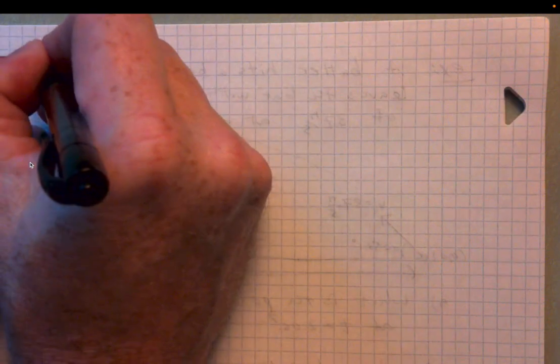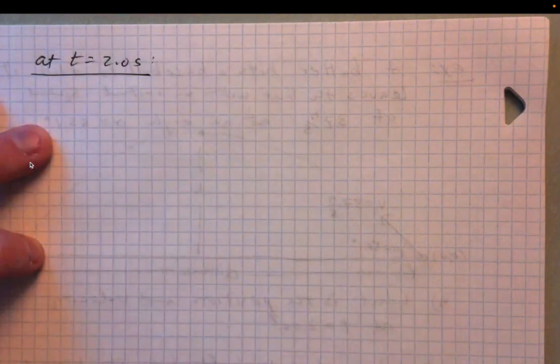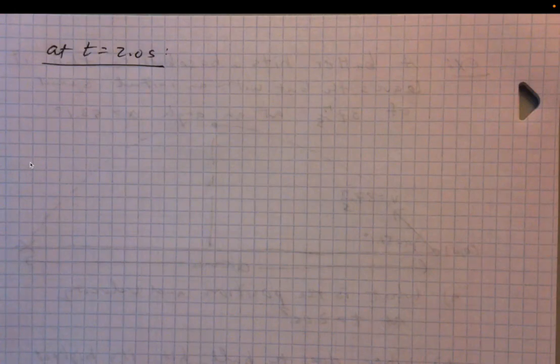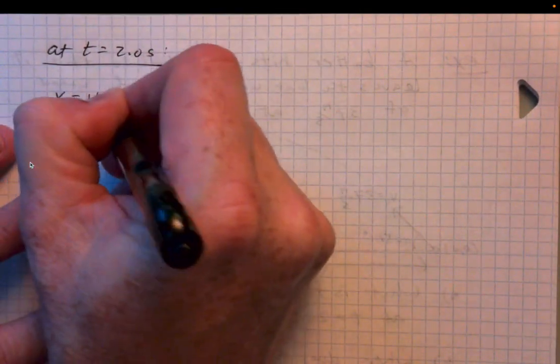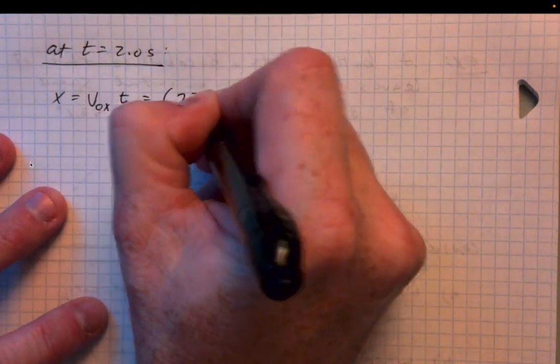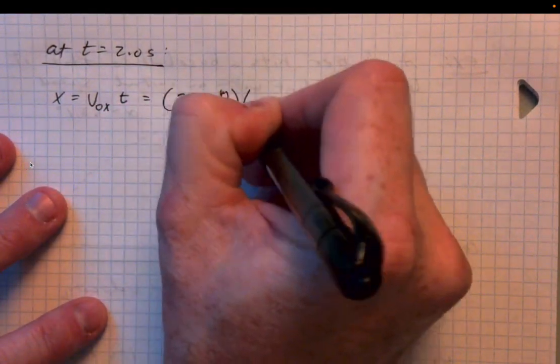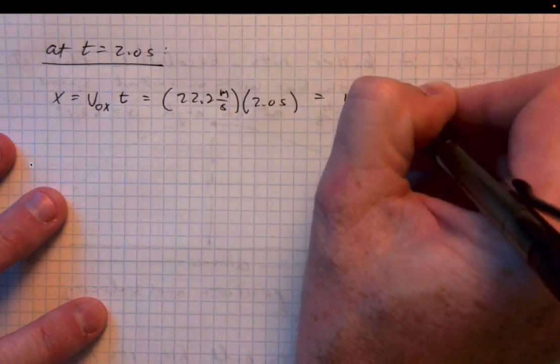Let's talk about part A. So part A is we want to know the position and velocity at t equals 2 seconds. Okay, t equals 2.0 seconds. So let's start with the position. So x is going to be equal to v naught x t, which in this case is 22.2 meters per second times 2.0 seconds. And so there's that 44.4 meters.